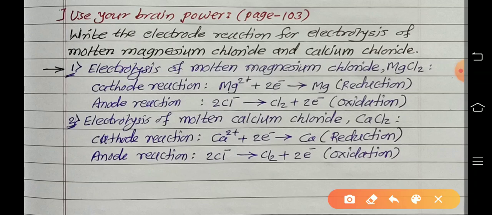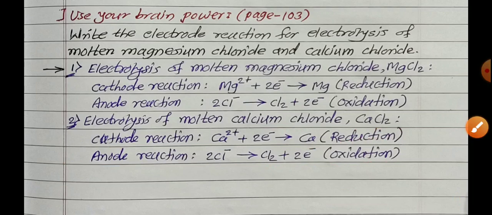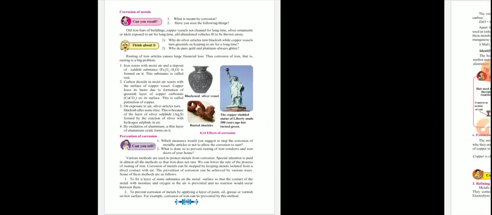Second one, electrolysis of molten calcium chloride, that is CaCl2. So calcium is a metal, so that is attracted towards the cathode. So calcium forms two positive ions, requires two electrons and forms calcium, reduction takes place. And at anode, again anode means positively charged electrode, cathode means negatively charged electrode. Chloride ions are attracted towards this anode, forming the chlorine gas, and two electrons are liberated, so oxidation takes place. So in this way these metals are formed at the cathode. Come back to the first page.